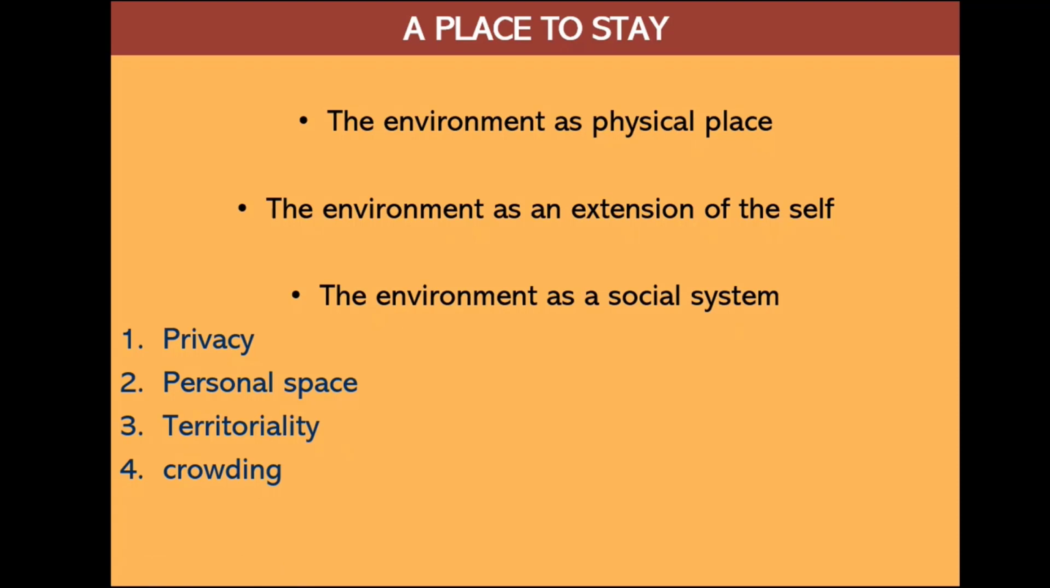Then we have environment as a social system. They say there are 4 elements that characterize the social aspect of the environment. These elements are privacy, personal space, territorial, and crowding. Let's start with privacy.